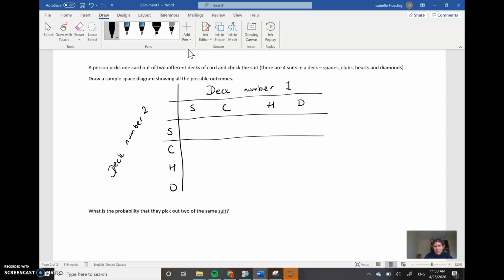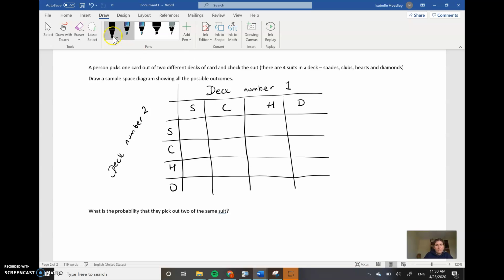Okay, so now we're going to draw this out like a table. Each option gets its own row or its own column, and then from there we are going to fill it in. So we have spades, spades; spades, clubs; spades, hearts; spades, diamonds. Then we're going to have clubs, spades; clubs, clubs. And again, like I said before, it doesn't matter which way around these go. Clubs, hearts; clubs, diamonds. Then we've got hearts, spades; hearts, clubs; hearts, hearts; and hearts, diamonds. And then we've got diamonds, spades; diamonds, clubs; diamonds, hearts; and diamonds, diamonds.